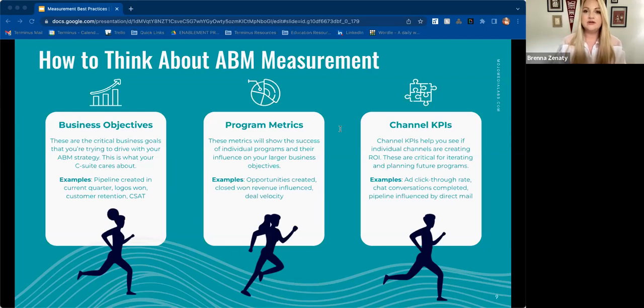But I would say an important call out for channel level metrics is, they're important. We have to measure them, absolutely, to continue to make investments and optimize what we're doing at the channel level, but they shouldn't be used to evaluate the overall success of an ABM program. So a low click-through rate doesn't necessarily mean that your ABM program was a failure. Rather, it could indicate that there are opportunities to optimize that channel to help drive those overall program and business level objectives. So ad click-through rate, chat conversations completed, pipeline influenced by direct mail are all examples of metrics like those.